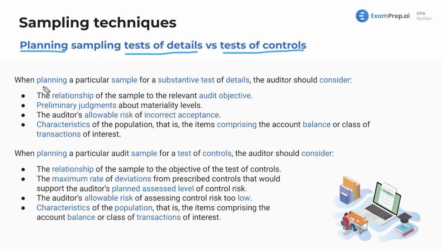Let's see. When planning for a sample for substantive tests of details, what should we consider? And these are just points, nothing critically important to memorize, but just to be familiar with. We want to consider the relationship of the sample to the relevant audit objective. We want to consider the preliminary judgments about materiality levels. How material is it? If it's more material, then we might want to do more sampling, increase the sample size. We want to consider the allowable risk of incorrect acceptance. So we've gone over that quite a bit.